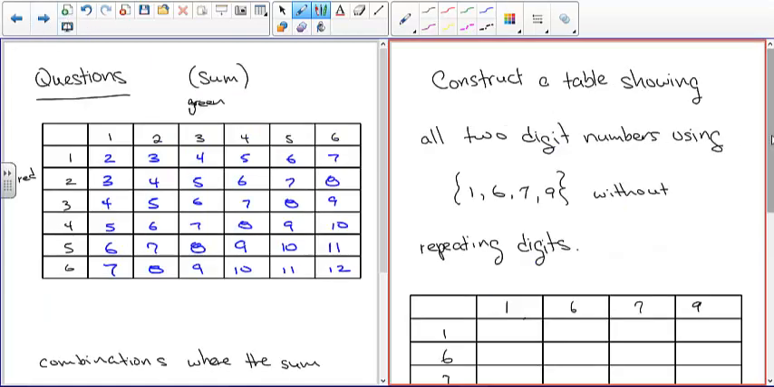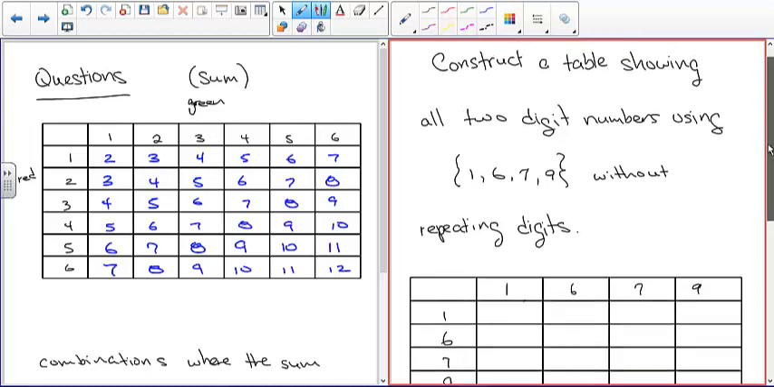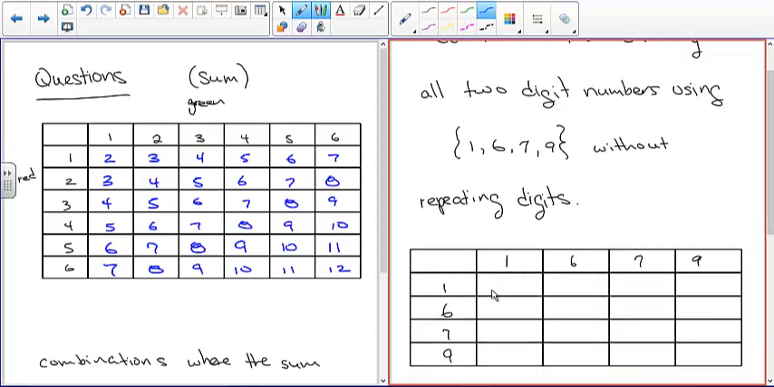Okay, final example here is creating 2-digit numbers with a limited number of numbers that we can use for the 2 digits. And 0 is not an option, so we don't have to worry about that case. So again, what you would do here, you don't add these together because they're asking for 2-digit numbers.